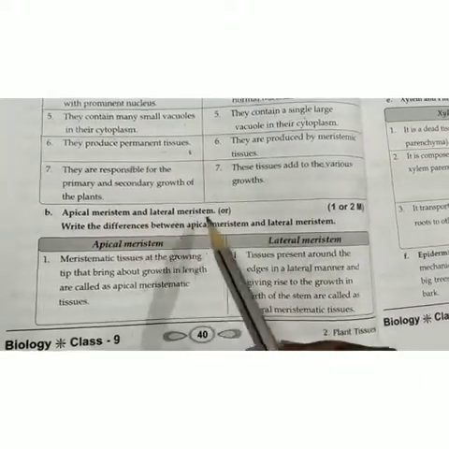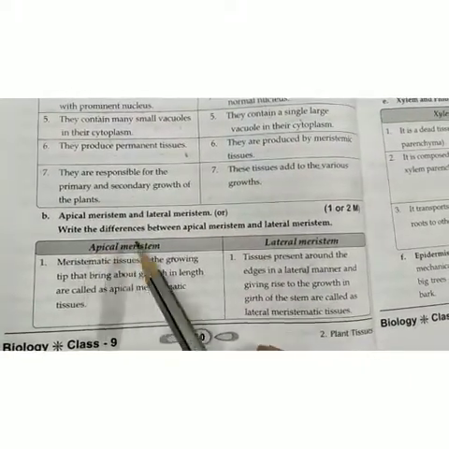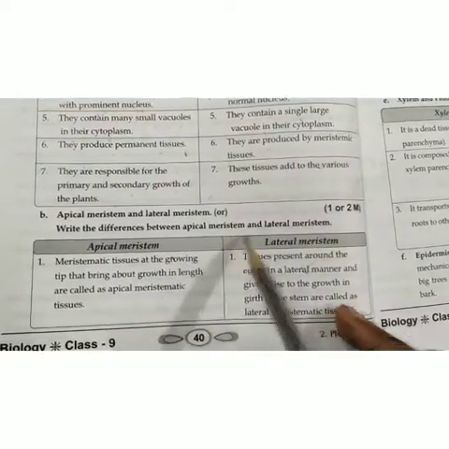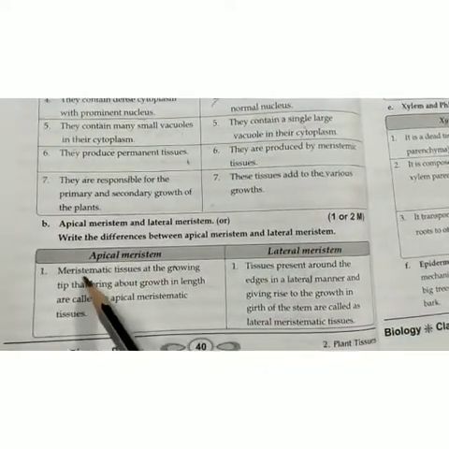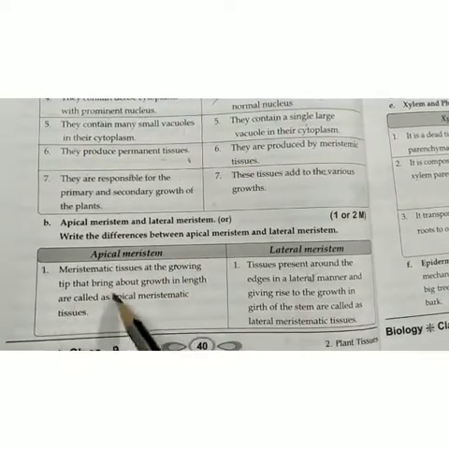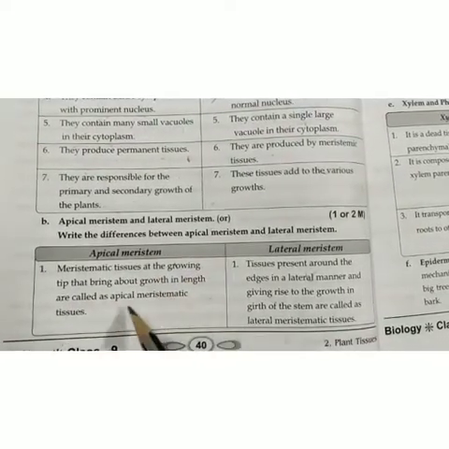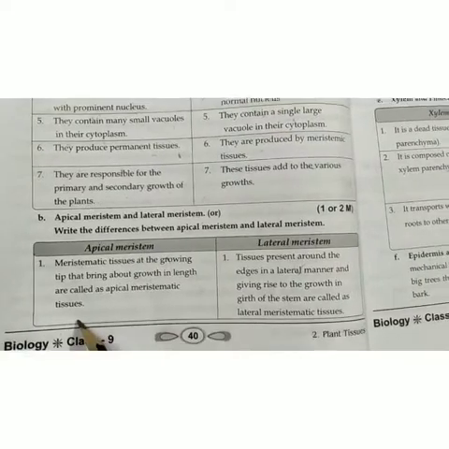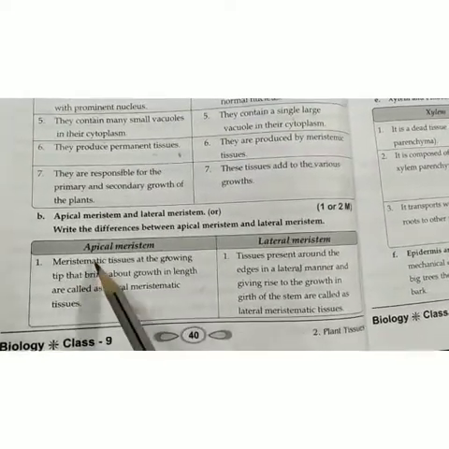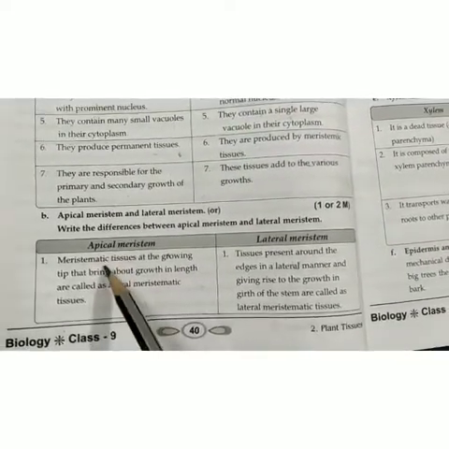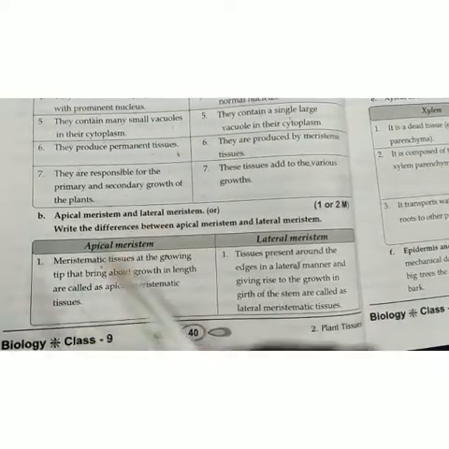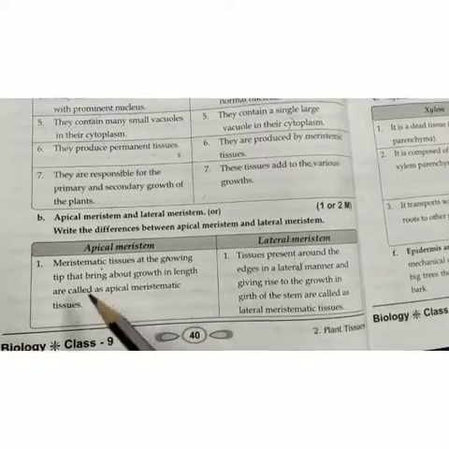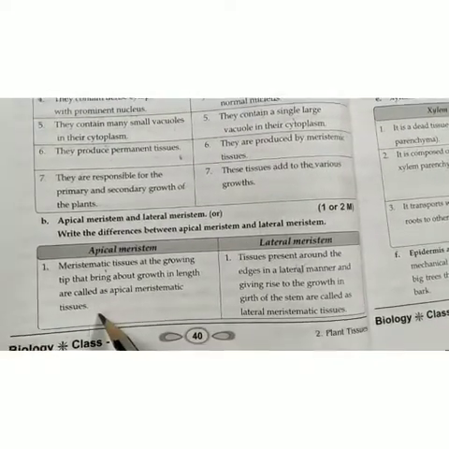Apical meristem and lateral meristem, or write the differences between apical meristem and lateral meristem. So apical meristem: meristematic tissue at the growing tip that brings about growth in length is called apical meristematic tissue. What is apical meristem? In meristematic tissue, this is the growing tissue, right? At the tip, where the plant grows in length, that is known as apical meristematic tissue.